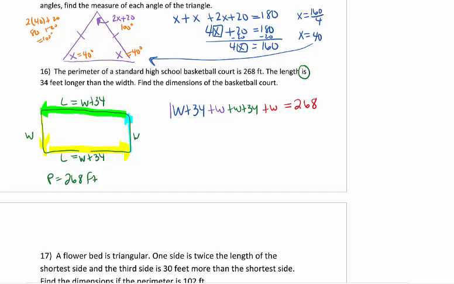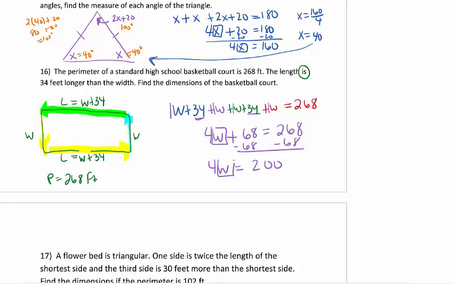So I have 1W, 2W, 3W, 4W. So I have 4W, I have a 34 plus a 34, which gives me 68. Subtract the 68 from both sides, because remember I'm solving for W. So I get 4W equals 200. My last step is going to be to divide 200 by 4, which gives me 50.